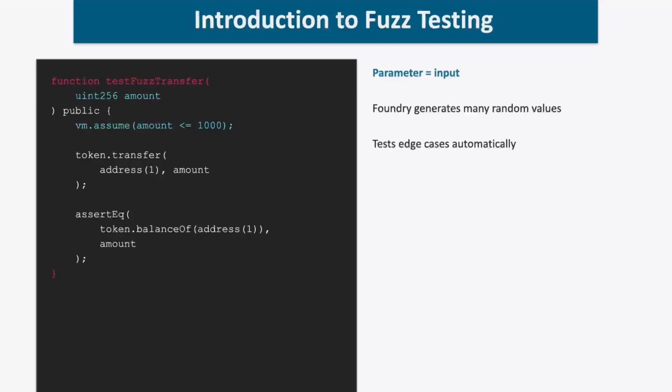If we look at this fuzz test, notice the parameter uint256 amount. Foundry will call this test with many random values. For each value, it asserts the transfer works correctly. We can use the vm.assume cheat code to filter out invalid inputs. If any fail, Foundry reports which input caused the failure, and this helps to debug. Fuzzing finds integer overflow or underflow bugs, off by 1 errors, logic bugs at boundaries, and unexpected reverts, bugs that manual testing would miss. If you write only one fuzz test, you'll find bugs you didn't know existed.